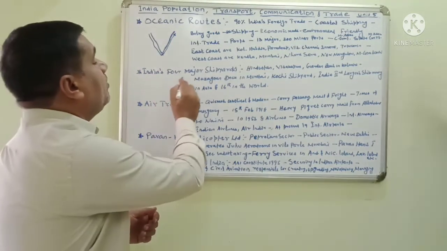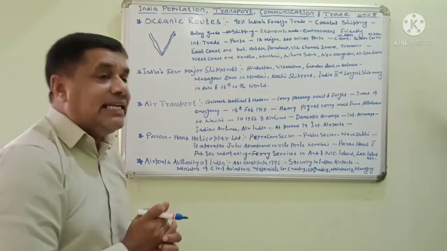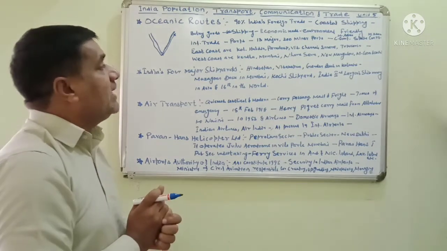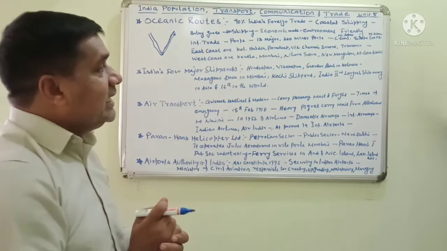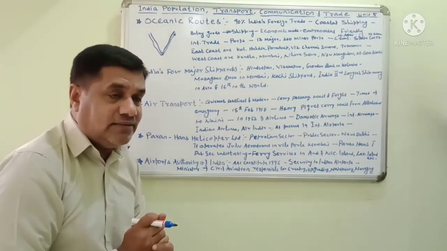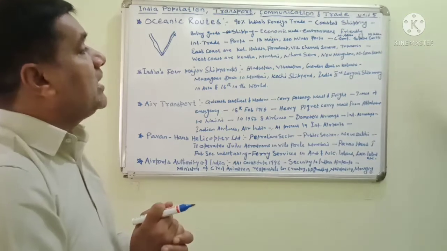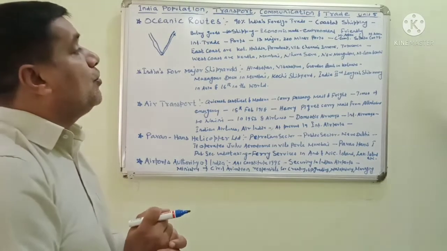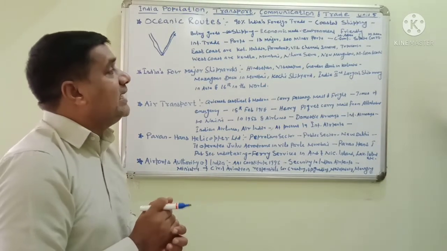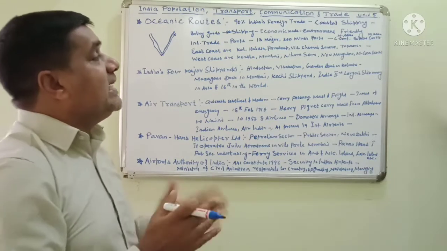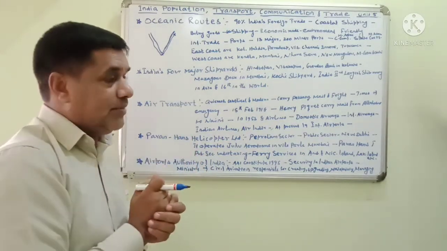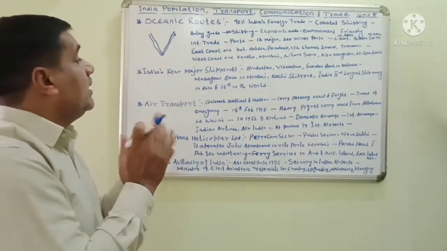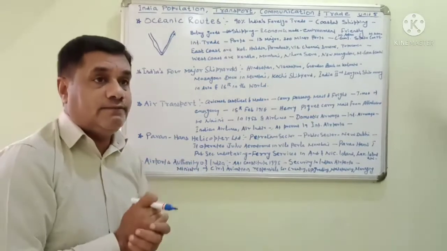Noted. India's 4 major shipyards: one is Hindustan Shipyard in Visakhapatnam. Secondly, Garden Reach shipyard in Kolkata. Third, Mazagon Dock shipyard in Mumbai, and Cochin Shipyard in Kochi. And India is the second largest ship owning country in Asia, and 16th in the world.